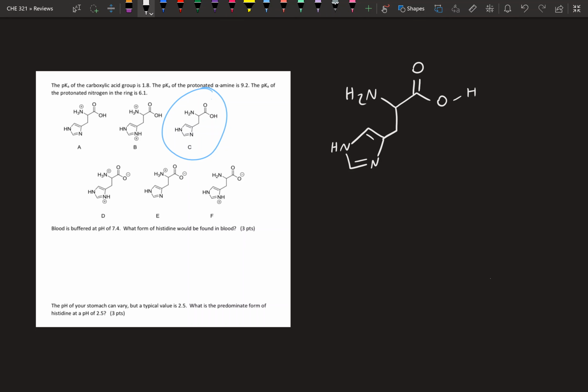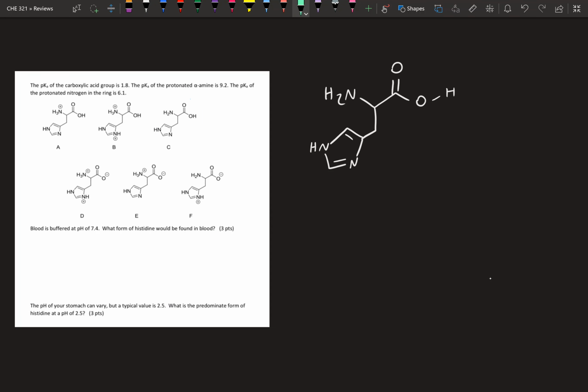It says that the pKa of our carboxylic acid group is 1.8, so I'm going to write 1.8 next to it. The pKa of the protonated alpha amine is 9.2. If they say alpha amine, you just have to know that's the NH2 coming off of that alpha carbon. Remember that this is a carbonyl, and that alpha carbon has that NH2 coming off of it, so that's our alpha amine. The pKa for that is 9.2, and it says the protonated nitrogen in the ring is 6.1.